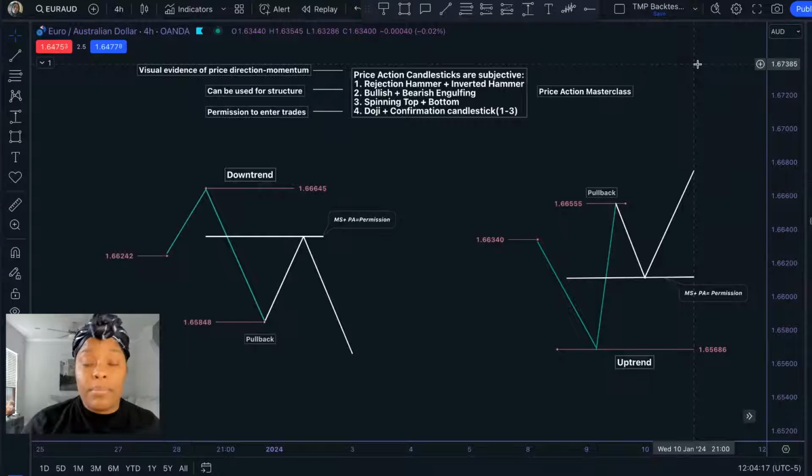It can be a bullish or bearish engulfing candlestick or a spinning top or a spinning bottom. And we're going to look at these on our price charts today. But it's not just enough to trade the candlesticks. We still need structure with the candlesticks.